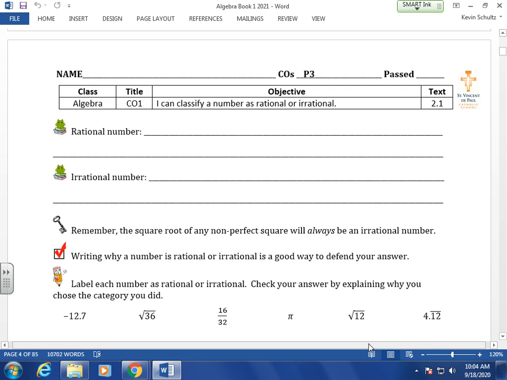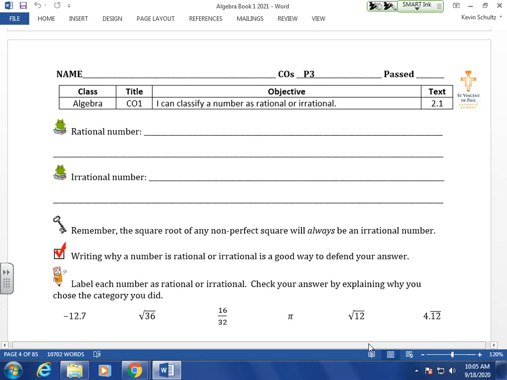Hello and good day. Here we are in Algebra, covering our first objective of the year, CO1, classifying a number as rational or irrational. Now, yesterday, I showed you all the different symbols that you might see on these lesson pages, and one of them was that wise old owl. And the wise old owl indicated there's a definition, something that we need to define. And we start right off the bat with rational numbers and irrational numbers.